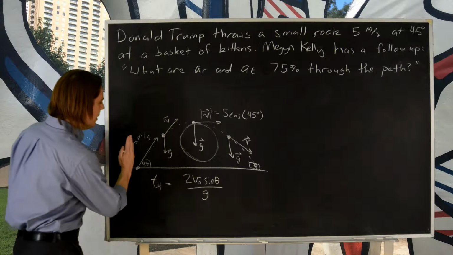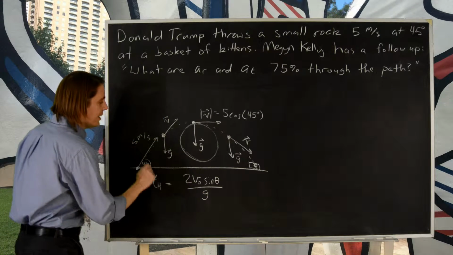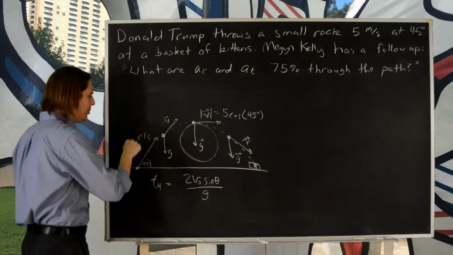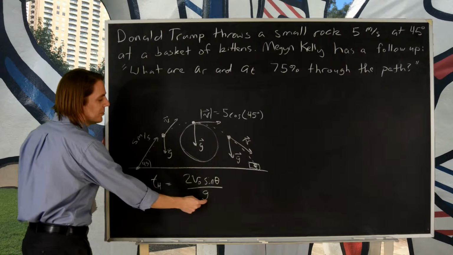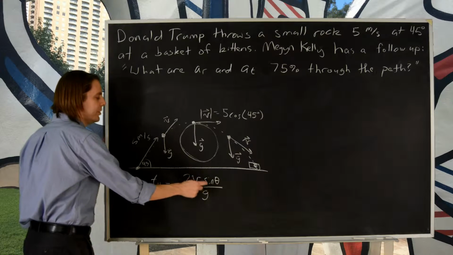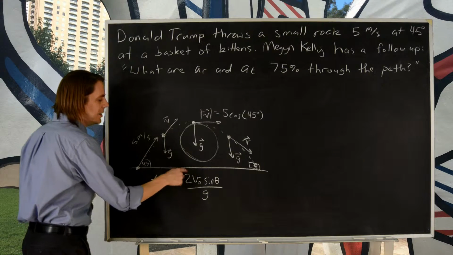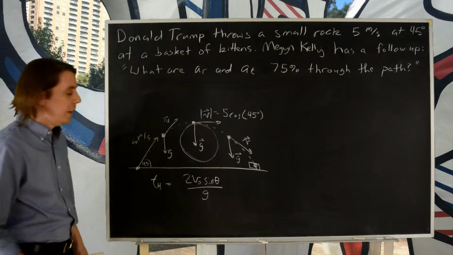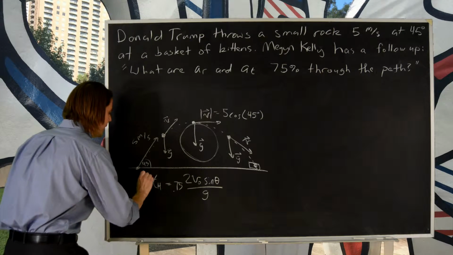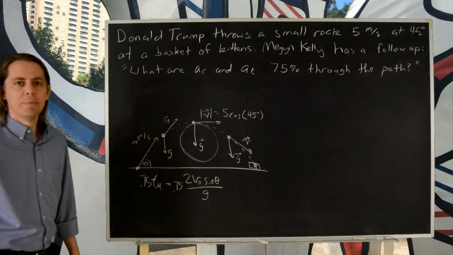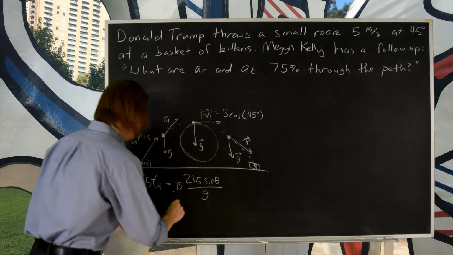And that's really just saying, what is this vertical component? It's got to go all the way to 0 and then back to its value again. How long does it take that to happen based on this acceleration? It's really just the velocity over acceleration. And you double it because it has to go up and down. So all we're going to do now is put 0.75 in front of it to get 0.75 of the hang time.